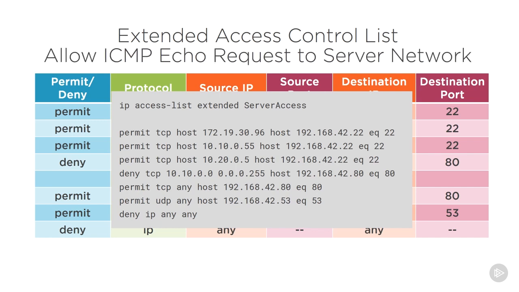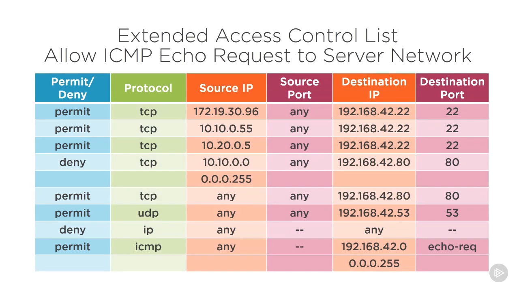Now, what if we want to add ICMP echo request services to our server network? Meaning, what if we want to allow ping messages to leave our workstation, hit the server, and return again? So what we'd have to do is add a line for that. One of the ways we can do that is simply to add a couple rows to the end of our list here saying permit ICMP from any source. Source ports don't apply here because ICMP does not use TCP or UDP. Our destination IP address is 192.168.42.0 with 0.0.0.255 as our mask.